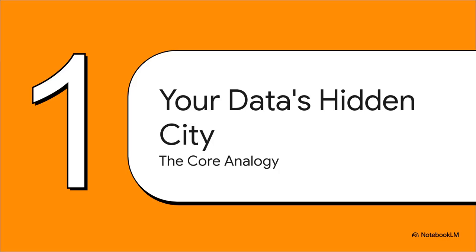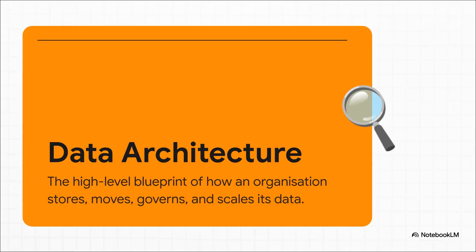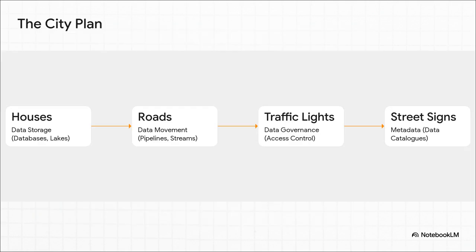All right, Section 1, your data's hidden city. Let's start by really digging into this core idea. So what is it, formally speaking? Data architecture is the master plan. It's that high-level blueprint that dictates how an entire organization stores its data, how that data moves from A to B, how it's governed to keep it safe and sound, and, critically, how the whole system can grow without just falling apart.